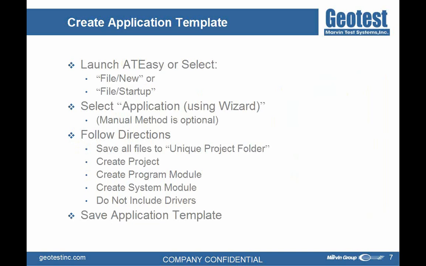So what we're going to do now is go back to our live demo and create an application template. This is basically a blank template for your application. And the process is when you launch ATEasy, or you can select File New or File Startup, we're going to go in and select a new application using the application wizard. You can also create applications manually. That's your choice, whichever you're more comfortable with, but for this demonstration we're going to use the application wizard.